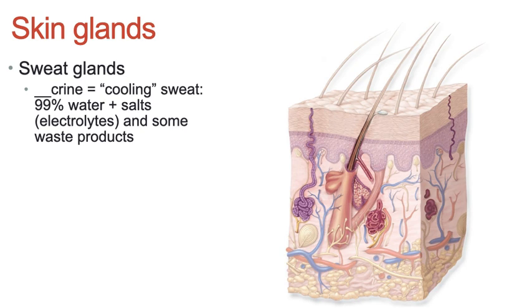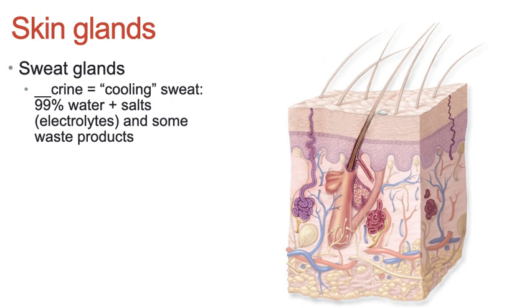So moving on, we're going to talk about glands next. I mentioned these in a previous presentation. The integument includes glands, and these can be categorized by what they secrete and how they secrete. So sweat glands, which are also known as sudoriferous glands, which includes the Latin root sudor, which means sweat. These are small tubular structures of the skin that produce sweat.